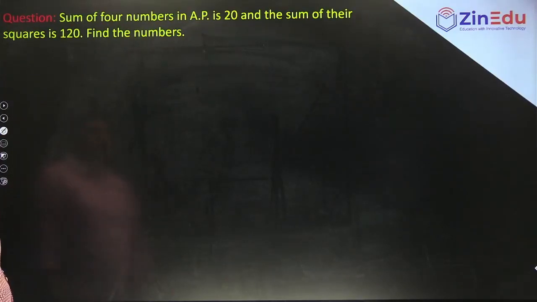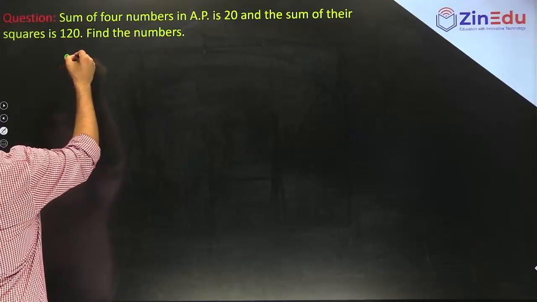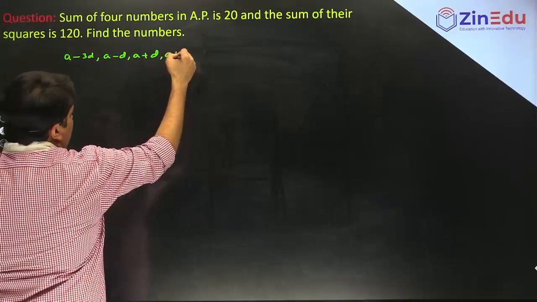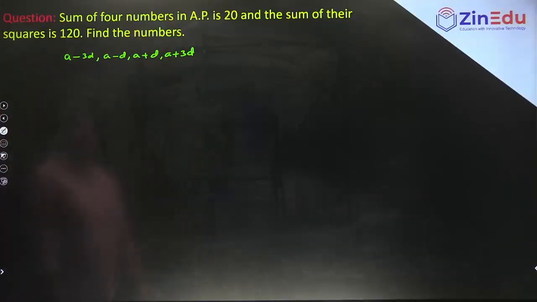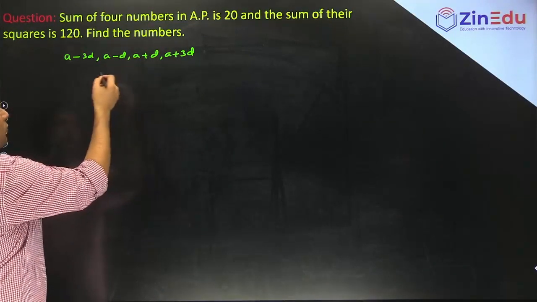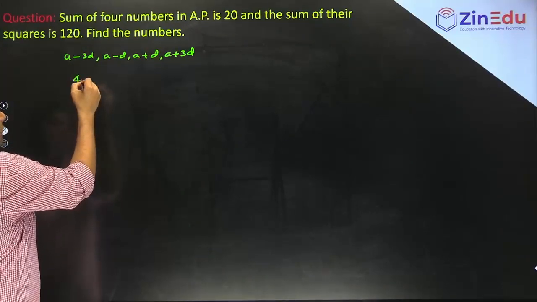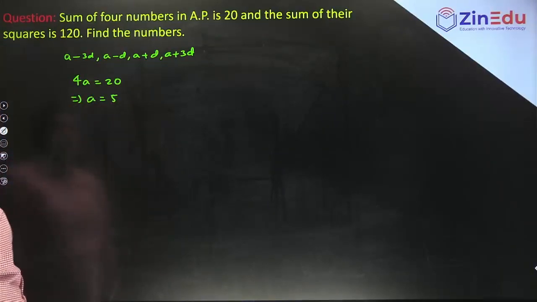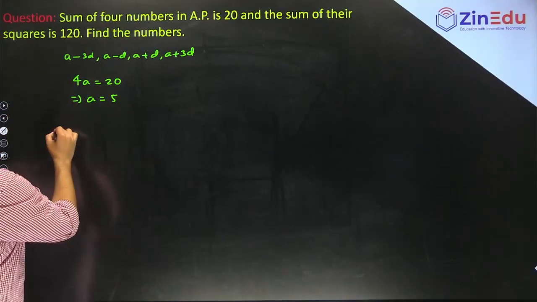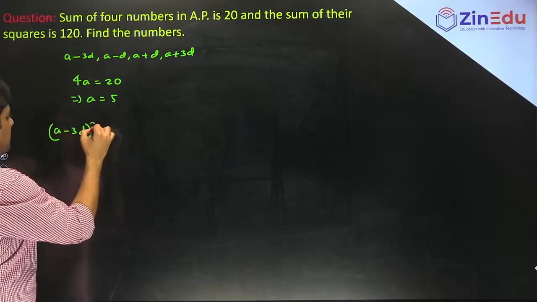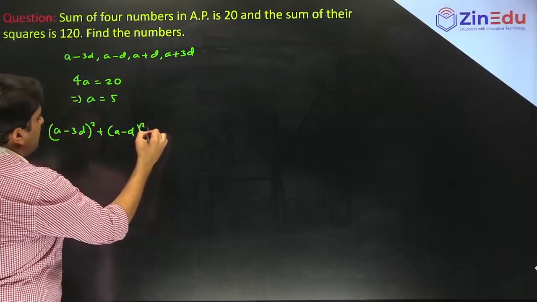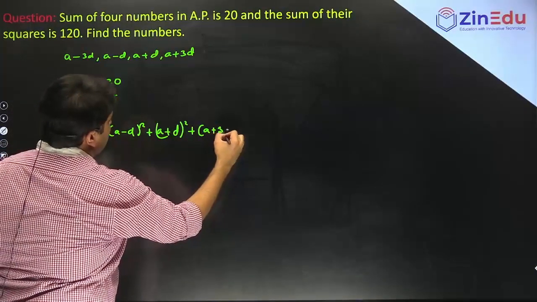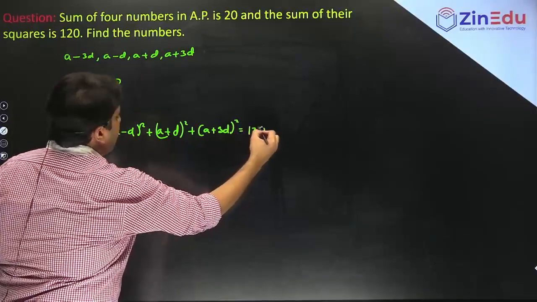It says the sum of 4 numbers in AP is 20. So let us have the numbers as a minus 3d, a minus d, a plus d, and a plus 3d. If I add these 4 numbers, the d terms will cancel out. So we will have 4a equals 20, which implies a will be equal to 5. Now it says the sum of their squares, that means (a minus 3d) whole square, (a minus d) whole square, (a plus d) whole square, and (a plus 3d) whole square equals 120.